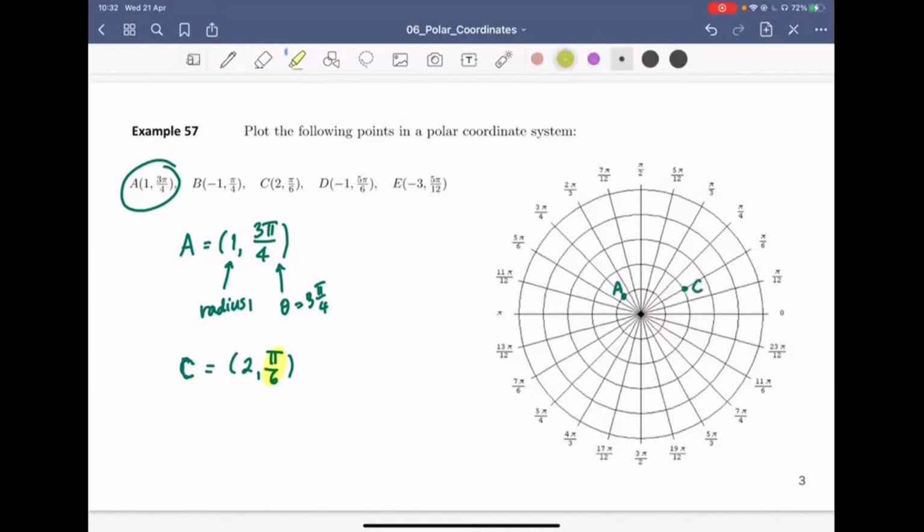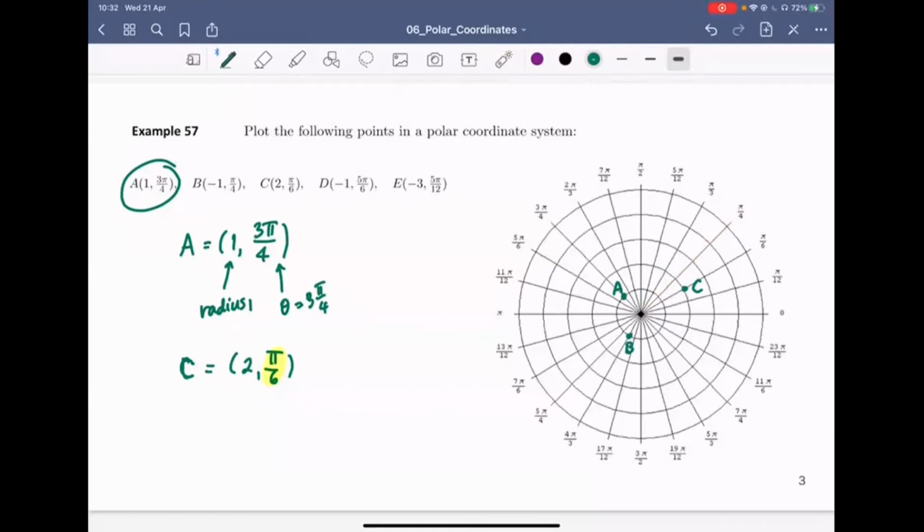So the point B is a little bit tricky because you have -1 and pi over 4. So you look at pi over 4 first. Instead of moving forward 1 step, you go in the negative direction, -1 step. So pi over 4 is here. Once you move negative 1 step, you get this point B.